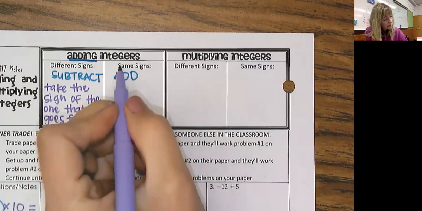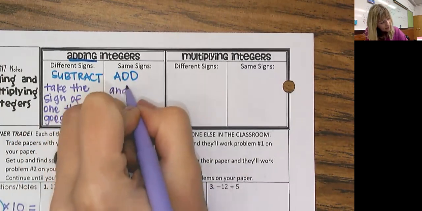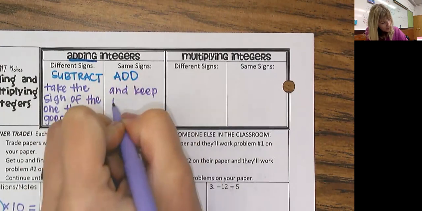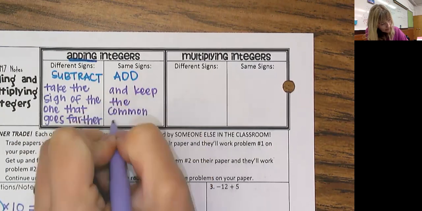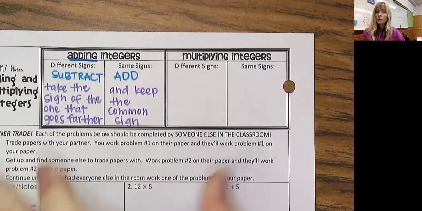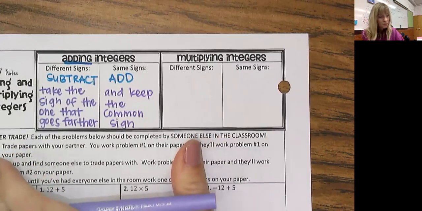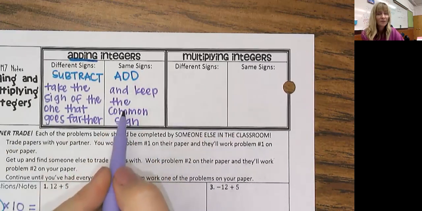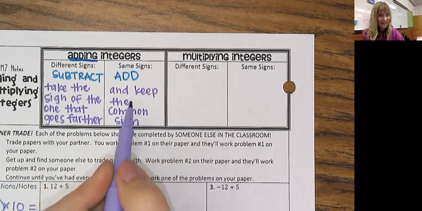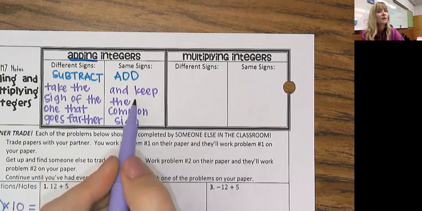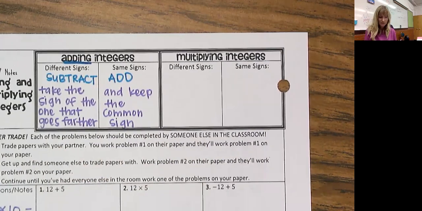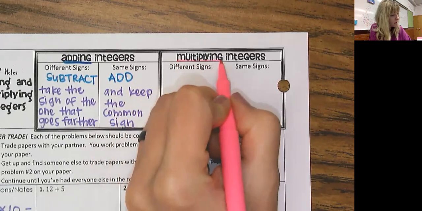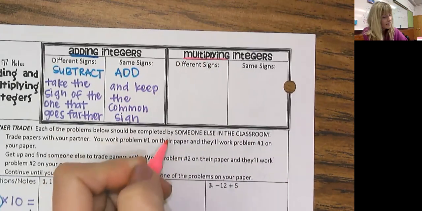And this one, same signs add and keep the common sign. That's what we're used to. Those are the addition rules. So same signs add, keep the common sign. That means if you do a negative plus a negative, you're just putting together more negatives and your answer is of course still negative. That's why multiplying starts to confuse us a little bit. I'm going to tell you right now though, the multiplying rules are easier. You ready for this?